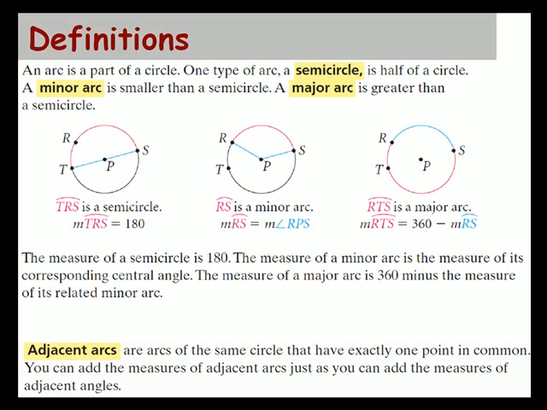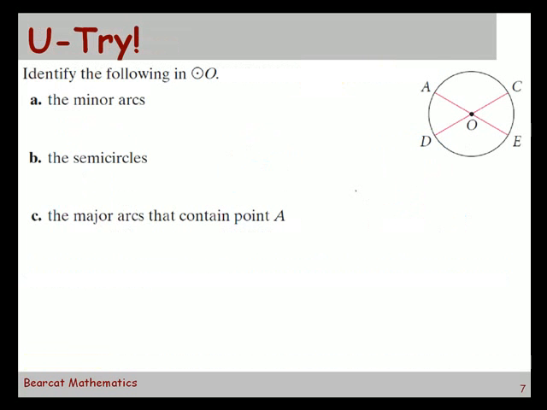Lots of terminology today. Let's see if we can identify some things. In this U-try, we're supposed to identify the following in circle O. So there's that notation again. When we say triangle ABC, we draw the little triangle symbol. When we talk about circles, we draw a little circle symbol and just name the center point. So that's circle O. They want us to find the minor arcs. I think the answer is only going to have one of them. Can you find a minor arc in there, anybody?